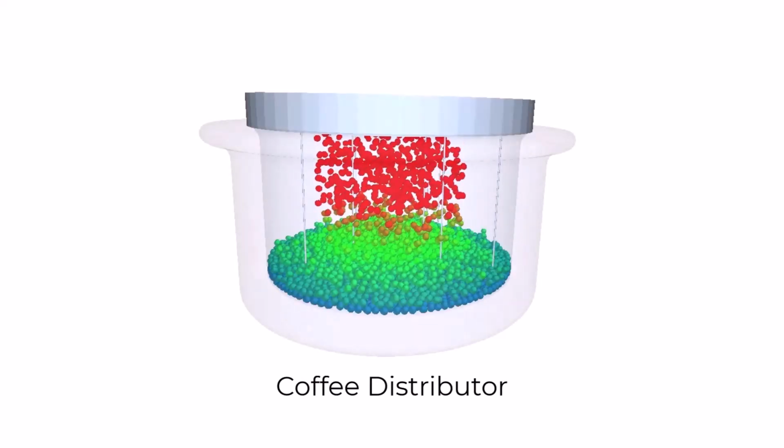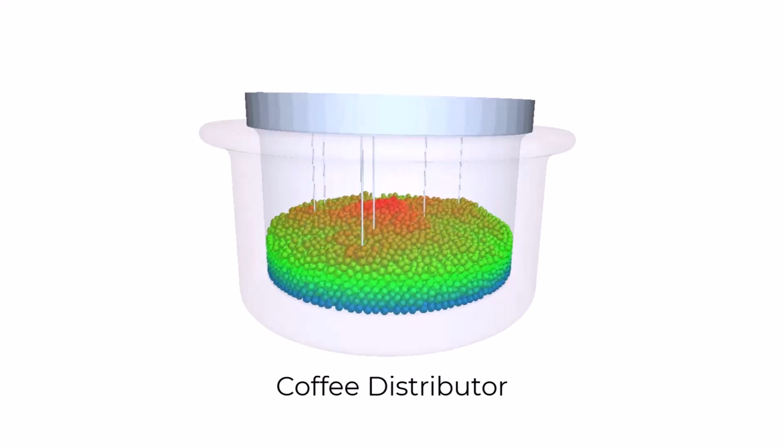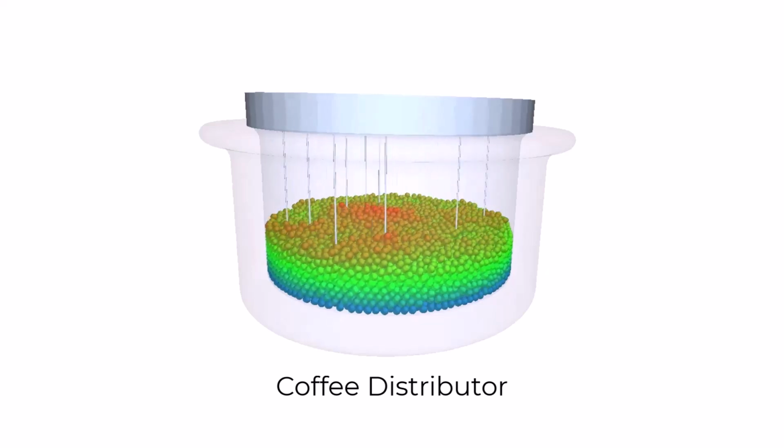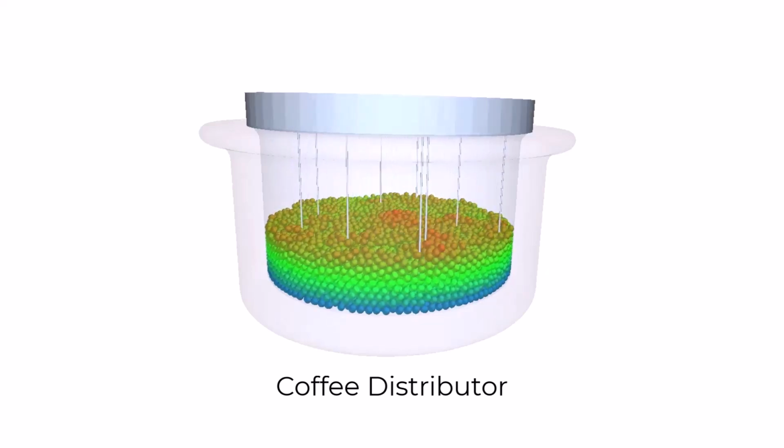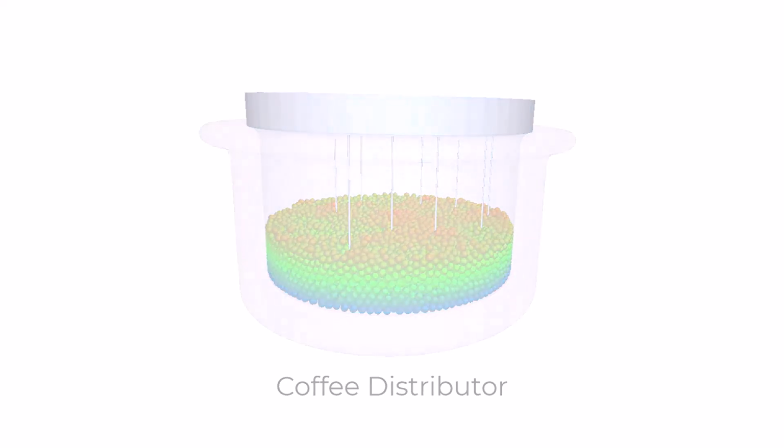The model used in this tutorial is a small 50 mm diameter coffee distributor, which uses a set of spinning needles to even out a rough surface of coffee grounds.